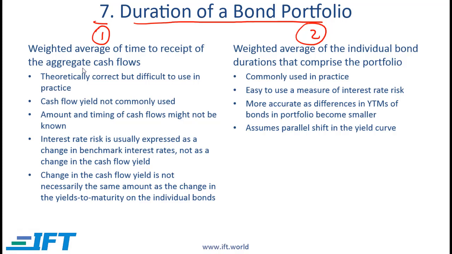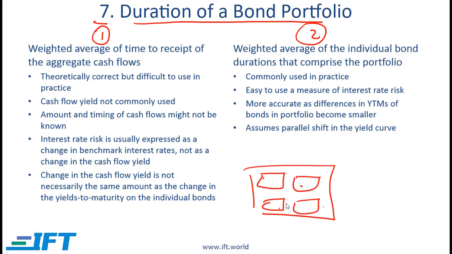In other words, we consider the portfolio, we look at all the cash flows. The cash flows obviously will come from different bonds in the portfolio. So if this is your portfolio, you have several bonds. Each of these bonds has an associated cash flow, which means that overall this portfolio has a certain cash flow. We can take the weighted average of these cash flows to come up with the duration. This is the theoretically correct approach, but it is difficult to use in practice.